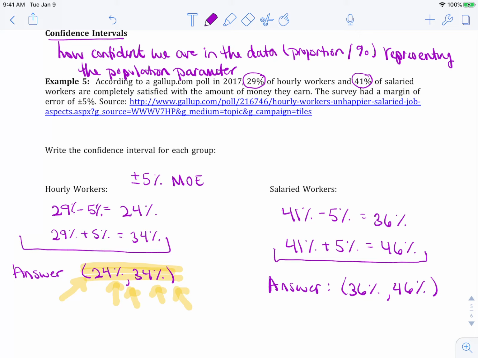It is better when your margin of error is lower, right? Because you don't have such a wide spread. You're more confident that this data really represents your population parameter. And I'm going to say it one more time. When you're using My Open Math, when you're answering confidence intervals, you make sure you put in parentheses. You make sure you put in percentage, comma, percentage, parentheses.